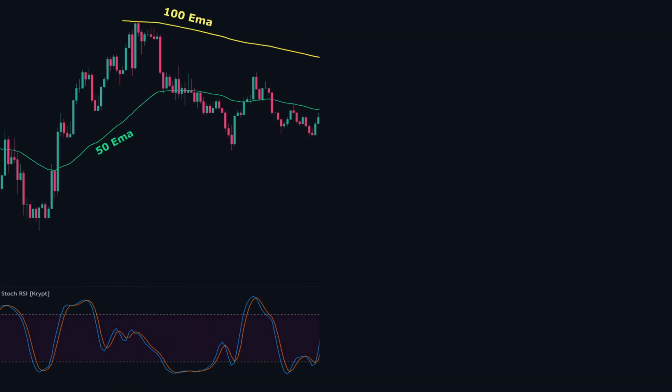This is the next example for entering a short trade using the mechanical strategy. First, the 50-period moving average must be below the 100-period moving average. Moreover, both moving averages should be sloping downward. Second, the Stochastic RSI should cross below the 80 level, indicating a sell signal. Finally, the price action must close below the 50-period moving average.